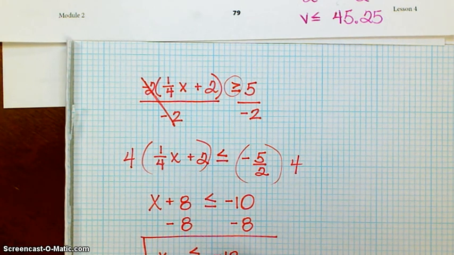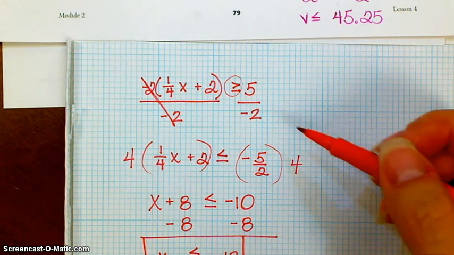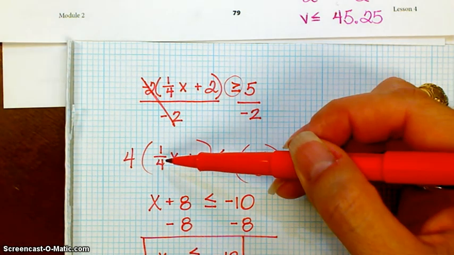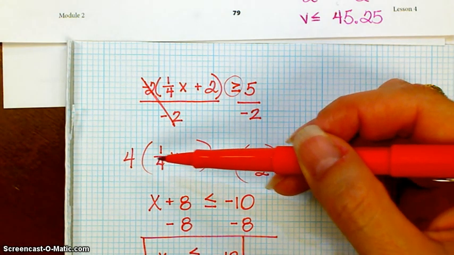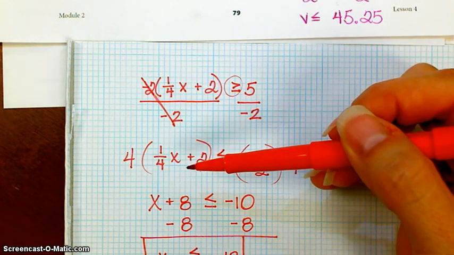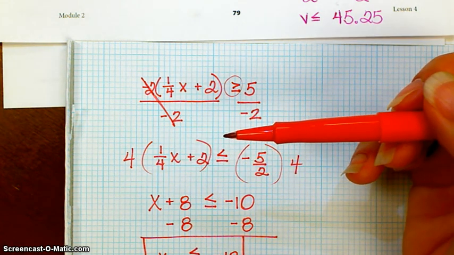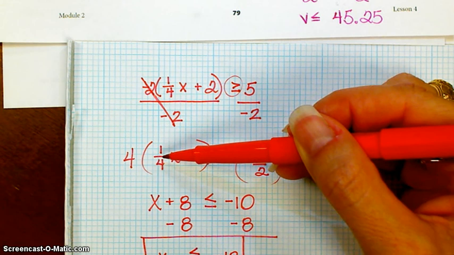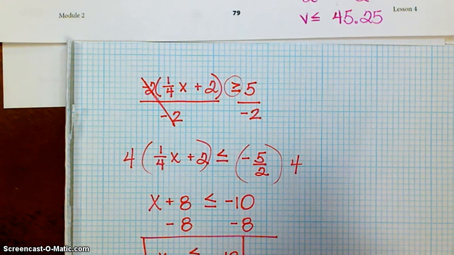So there you go. Just remember, you can get rid of fractions if you want to by multiplying both sides by some sort of multiple that gets rid of that fraction. It's just you've got to make sure to do it to everything. You can't do it to just this fraction. It's got to be done to the whole equation. Okay?